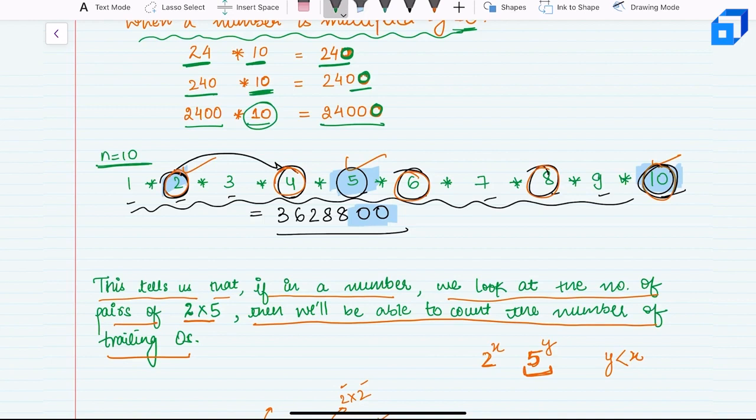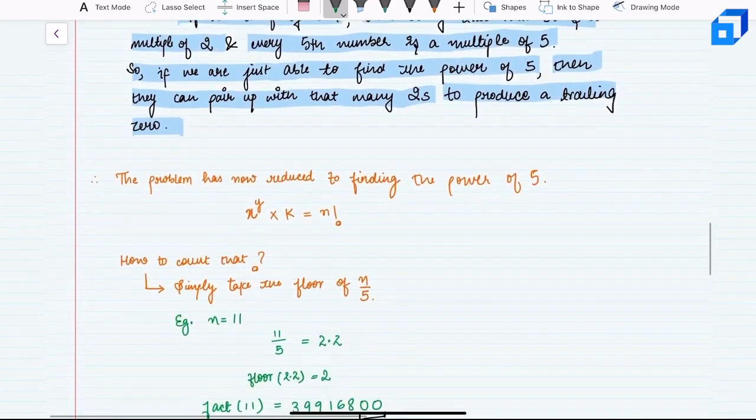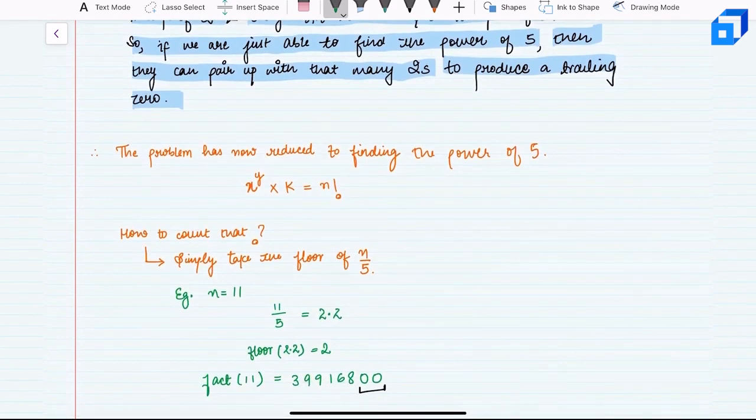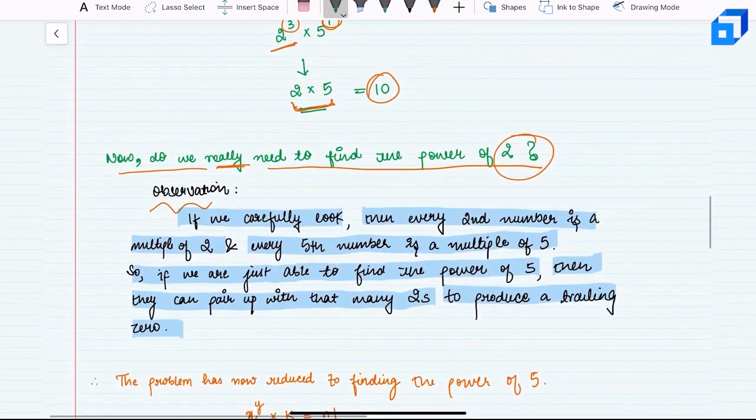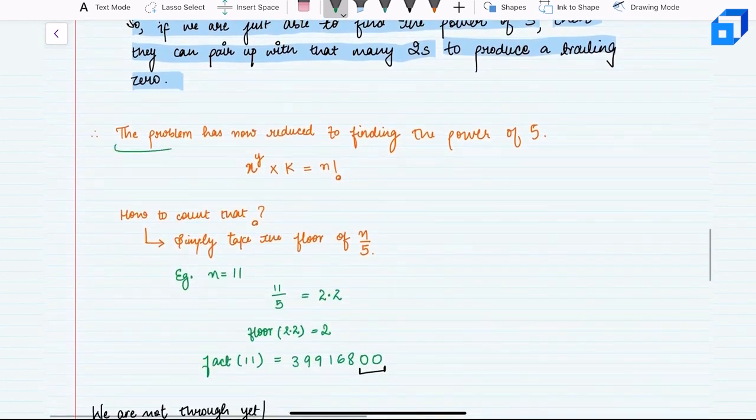As we can see, the number of multiples of 2 is greater than the number of multiples of 5. That means we are going to get more 2s as compared to 5s. So we need not calculate the power of 2. Instead, we can simply calculate the number of 5s, or the power of 5. So the problem has now reduced to finding the power of 5.